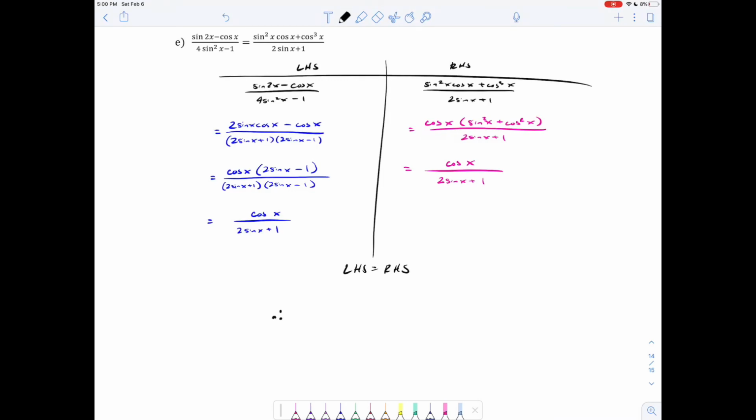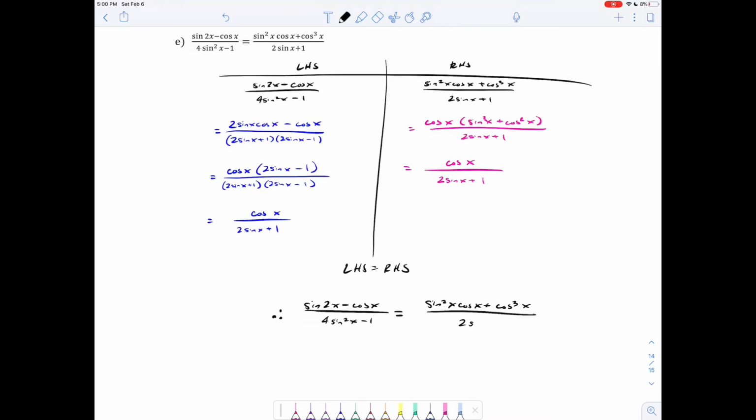Therefore, this expression on the left must be equal to this expression on the right. And this one is done. Hooah! Now we're done all the examples. Thank goodness. That was a doozy.